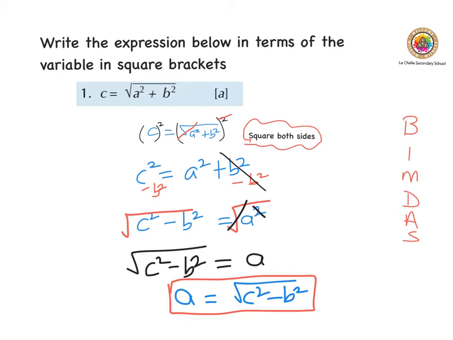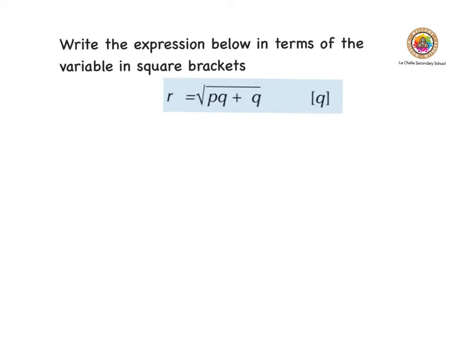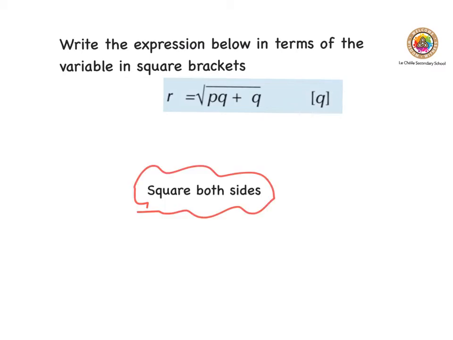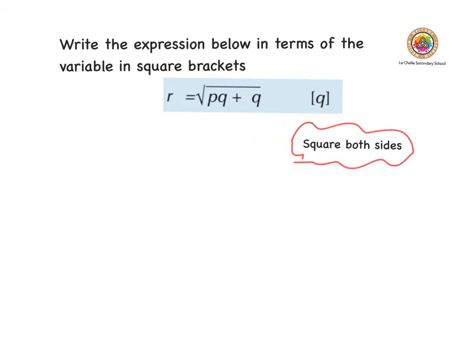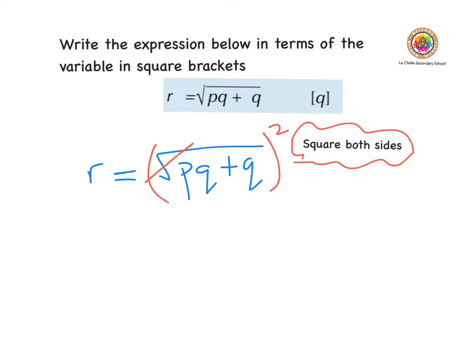Okay, we'll do two more examples. So here I'm going to begin with the exact same method as before. I'm going to square both sides. If the original said r is equal to the square root of pq plus q, then to get rid of that square root sign, I'm going to square this side, which means I have to square that side.